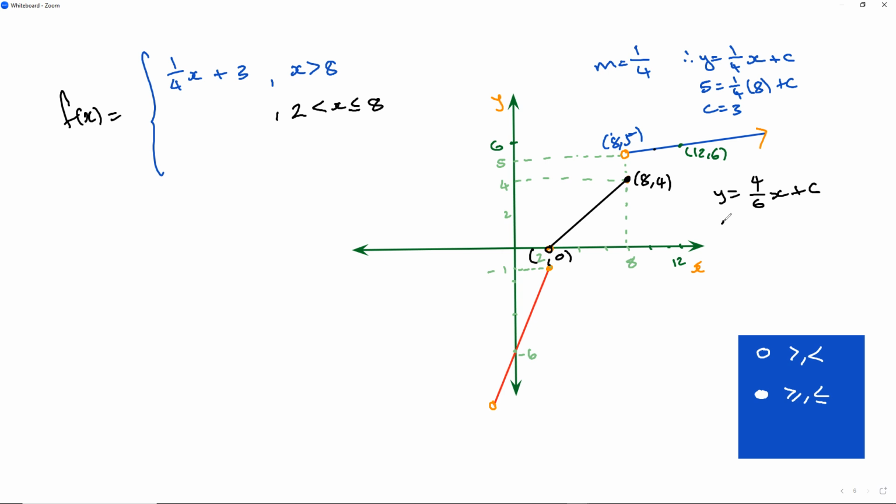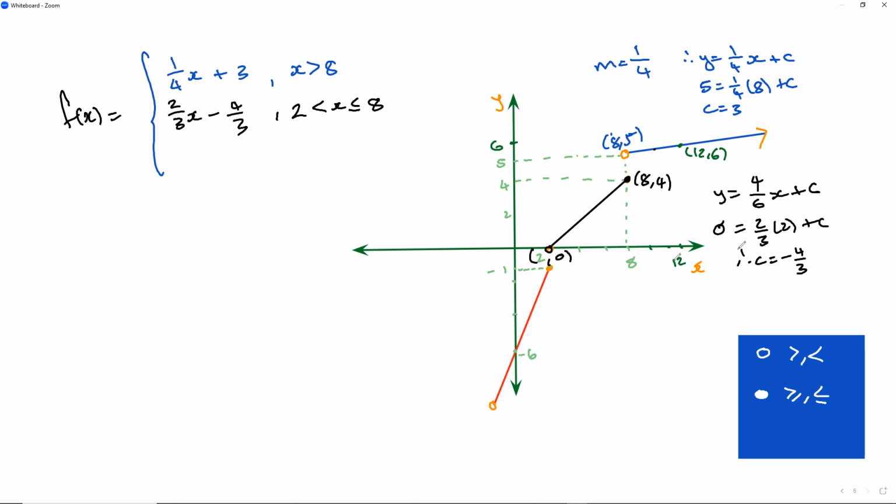And let's say I use (2, 0). So I make y equal 0 and change x into 2. So it's 2 over 3 times 2, which becomes 4 over 3. Therefore, c will equal negative 4 over 3. So this equation will become 2 over 3 x minus 4 over 3. And that makes sense because it's going to go into the negative space, just below 1 as well.